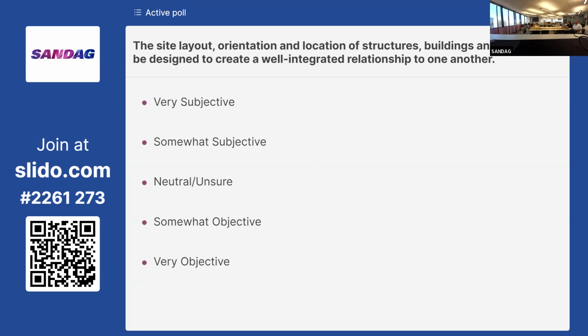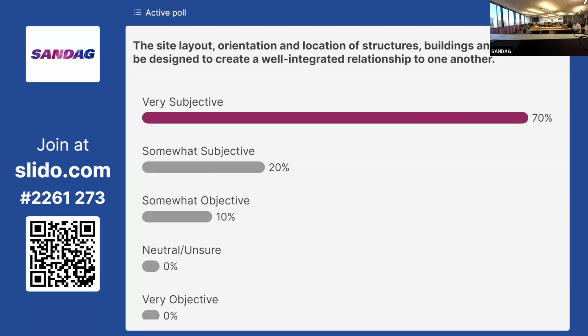But the standard we're presenting here is the site layout, orientation, and location of structures, buildings, and signs shall be designed to create a well-integrated relationship to one another. So very subjective, somewhat subjective, neutral or unsure, somewhat objective, or very objective. All right, we got 10 responses. I think the consensus is very subjective, with some people saying somewhat subjective or somewhat objective.